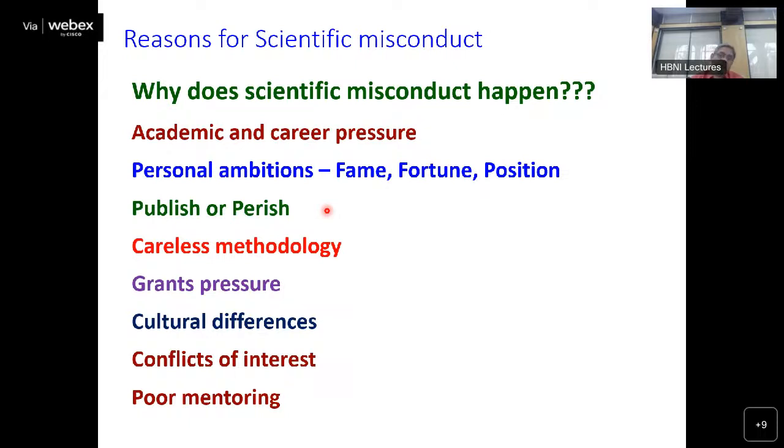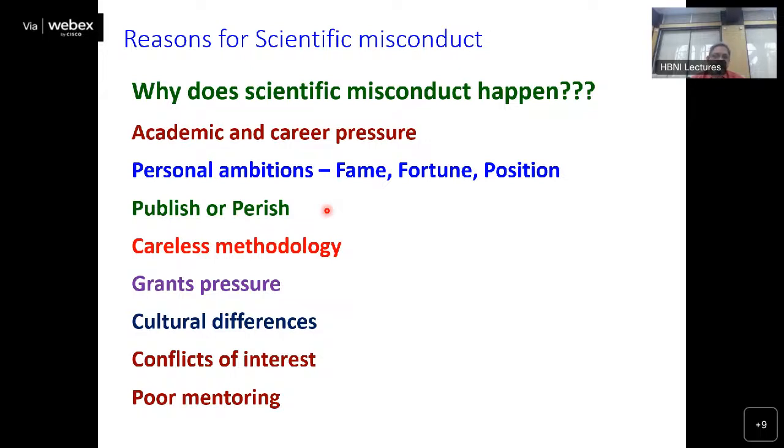Then there are cultural differences. I briefly touched upon this in my first lecture when I talked about cultural relativism and things like that. When a person from one nation with one cultural background goes to work in a different country which has a totally different cultural background, things can get a little difficult. What you consider perfectly all right and correct to do may be absolutely wrong in the other culture. So if you end up going there and doing what you feel is right from your original culture, that is not considered proper conduct.